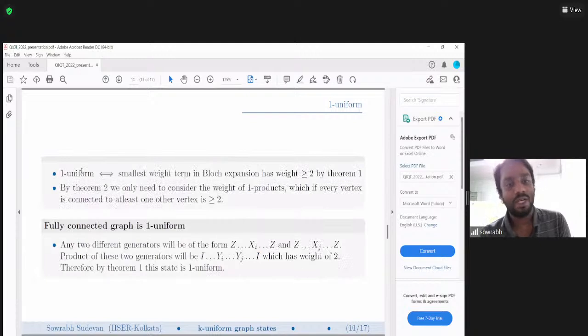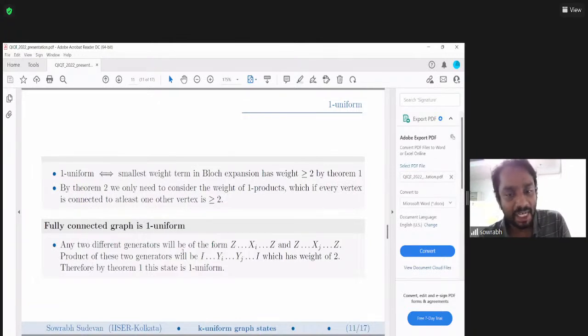Now to show that something is 1 uniform, the smallest weight expansion term has to have a weight of at least 2 by theorem 1, and then by the other theorem we only need to consider the weight of 1 products. 1 products just means the individual operators. If every vertex is connected to at least one other vertex, then each of those generators will have an X and a Z somewhere else, so it will definitely have a weight greater than or equal to 2. So we are done.